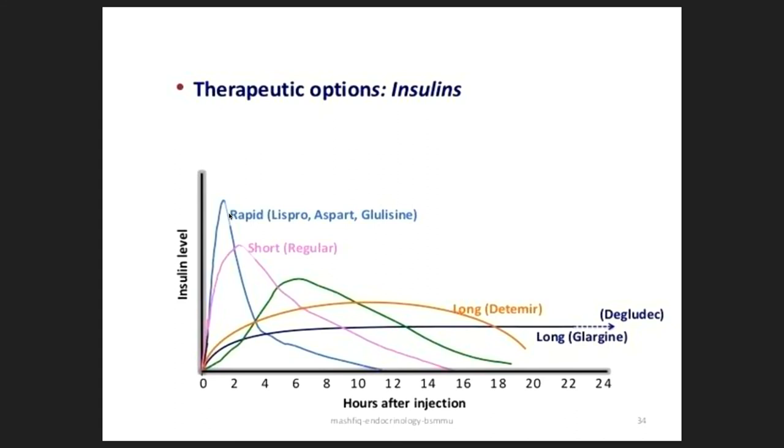They don't eat snacks. While in our community, the majority of children and adolescents keep eating snacks between meals. If they keep eating snacks between meals and they are using rapid-acting insulin, it will not cover the snacks. So their blood glucose is high. So we need to shift them to short-acting insulin, regular insulin, because the duration of coverage is 6 to 8 hours.